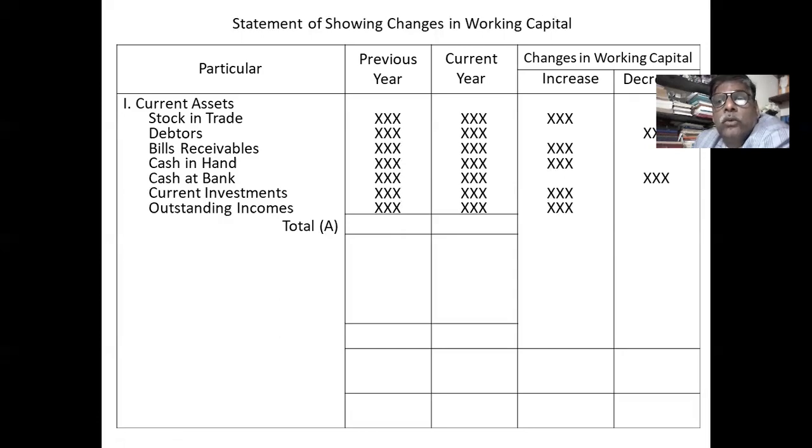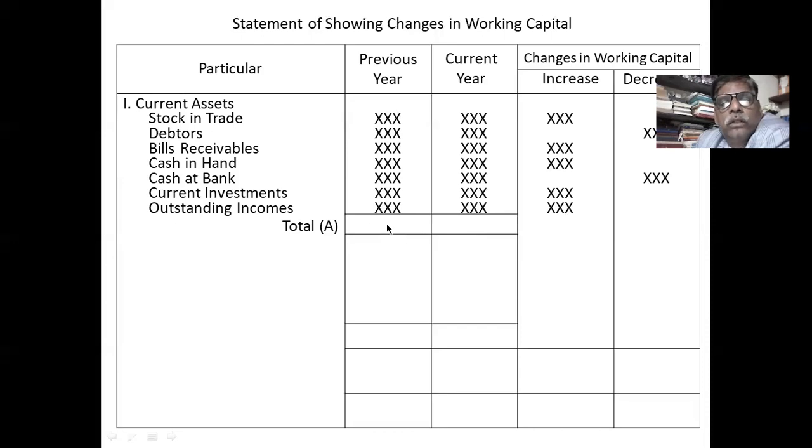Second is inventory. Third is trade receivable. Okay, fourth is cash and cash equivalent. Four headings you have to cover here, four headings you record here. And thereafter all the current assets are completed.